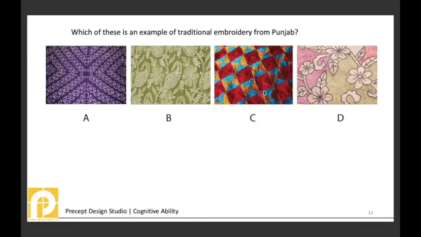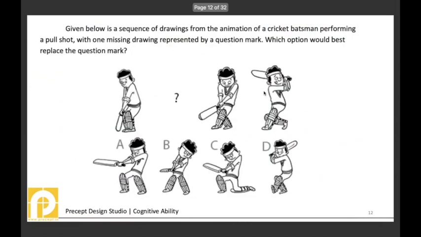We'll move to the next one. Given below is a sequence of drawings from an animation of a cricket batsman performing a pull shot. One drawing is missing, represented by a question mark. Which option will replace that question mark? In this case, if you look at the bat position, it's here first. In the third position, it happens here. And in the final position, it happens at the back here. So the change is drastic.